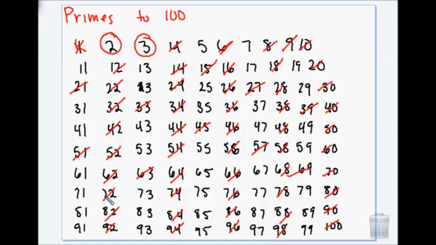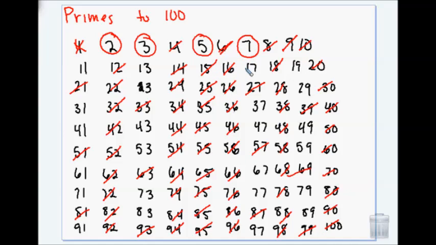69, 72, 75, 78, 81, 84, 87, 90, 93, 96, and 99. 4, obviously, we already got rid of. 5, so we cross out all the multiples of 5. And the zeros were already taken care of.